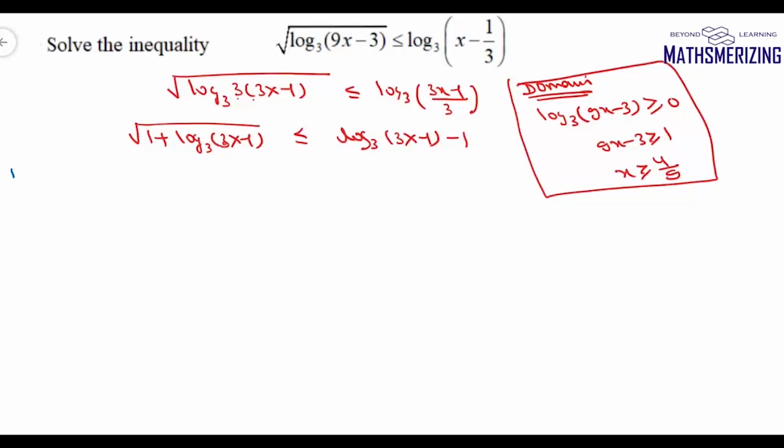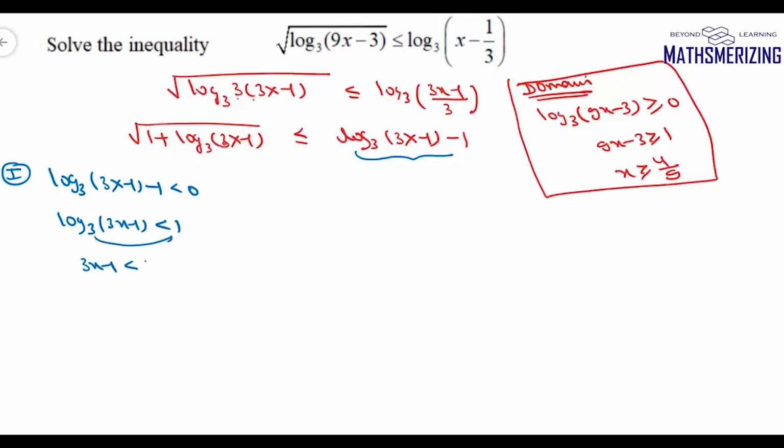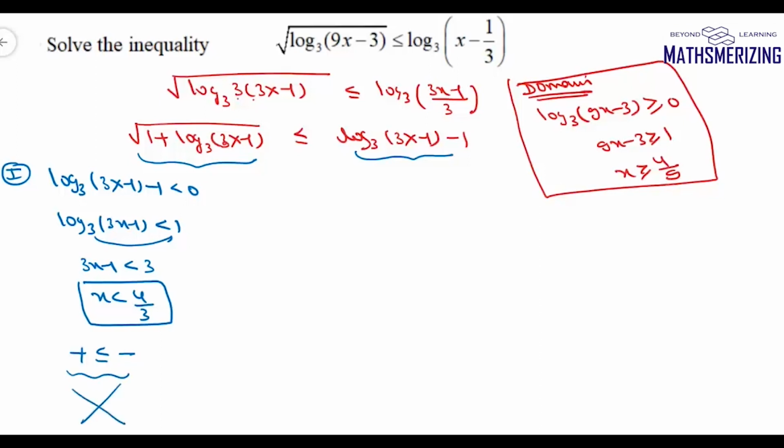Now we'll take two separate cases. Now case 1, when this right hand side is less than 0, so this, which is log 3x minus 1, is less than 0, that is log 3x minus 1 is less than 1. If I take antilog, I'll get 3x minus 1 is less than 3, that is when x is less than 4 by 3. Now when x is less than 4 by 3, the left hand side is a positive square root, so it will be positive, and the right hand side is negative. Now a positive number cannot be less than a negative number. In this case, I'll get no solution.